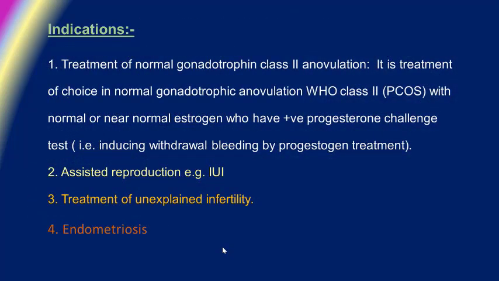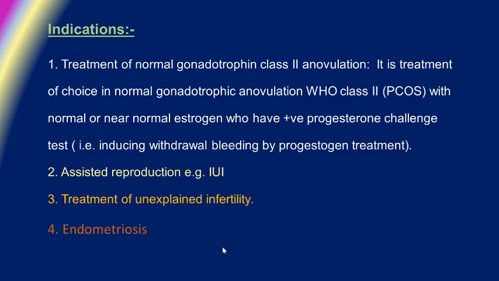What are the indications of Clomid? First of all, it is the drug of choice in the treatment of class 2 WHO anovulation, which is normogonadotrophic anovulation. The most common type is polycystic ovary syndrome. Those patients have normal or near normal estrogen level.